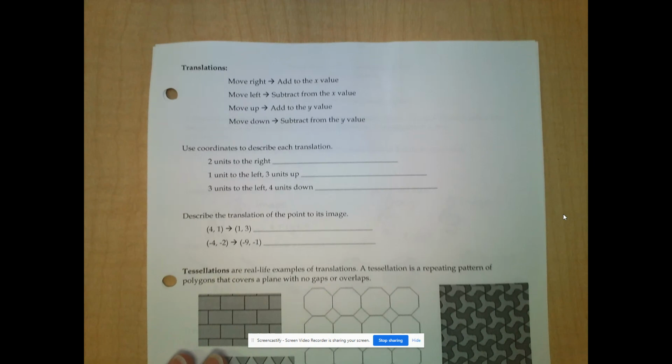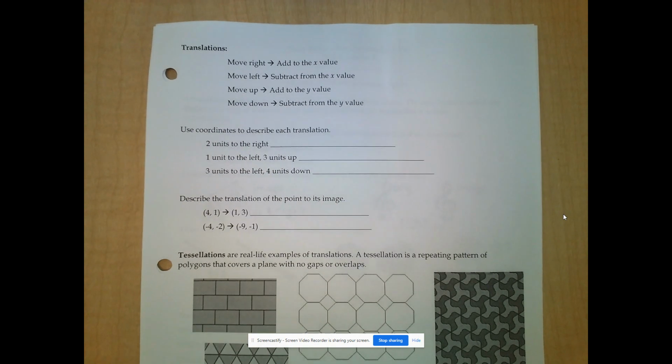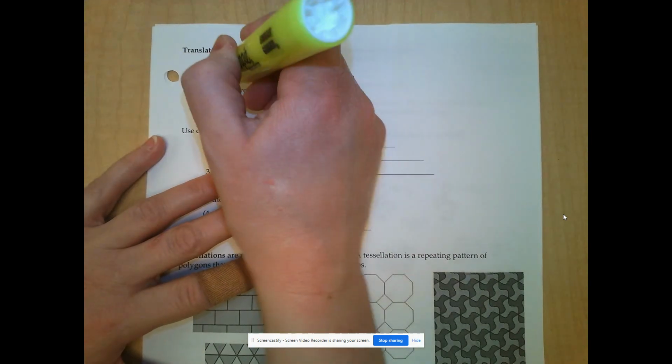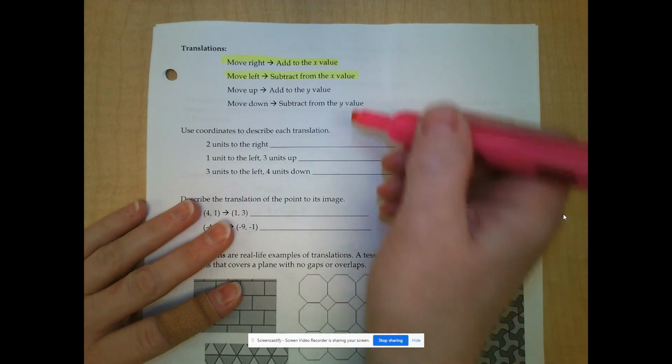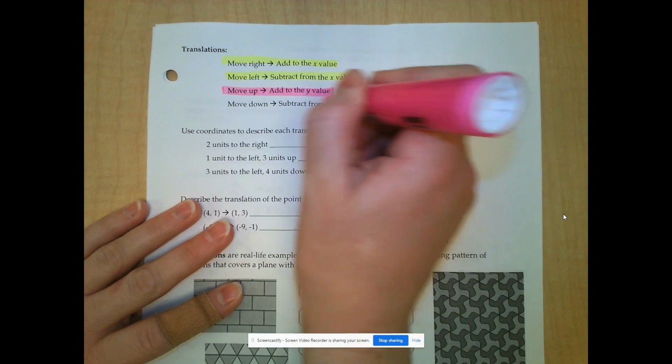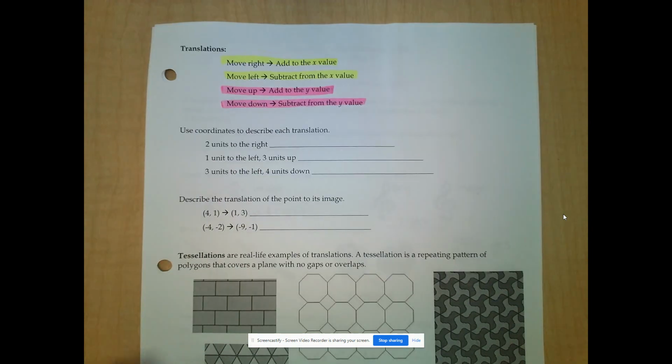So translations. If you're going to move right or left, something has to happen to the x-axis, which makes sense. The x-axis is a left to right or horizontal axis. If we want something to happen to the y-coordinate, or if we want it to move up or down, we need to add or subtract to the second value. So use coordinates to describe each translation.